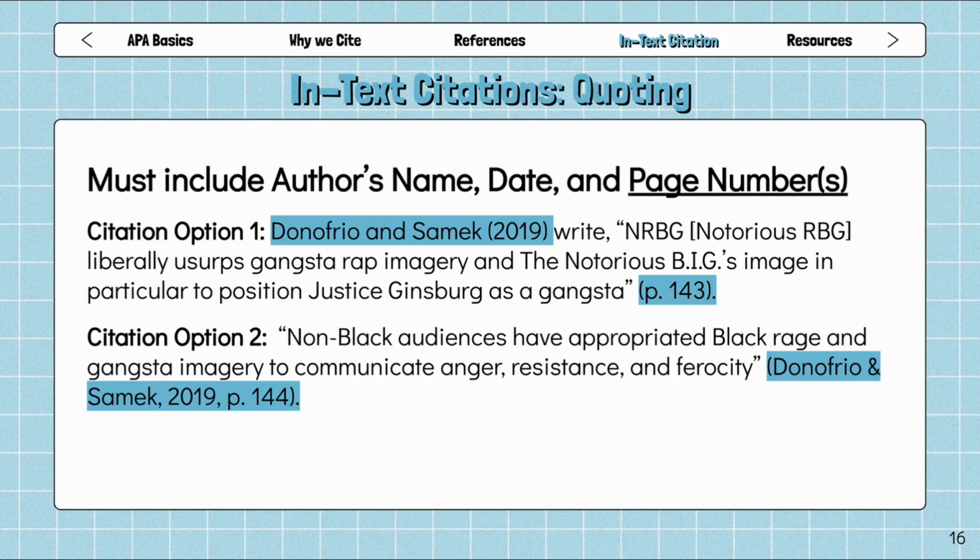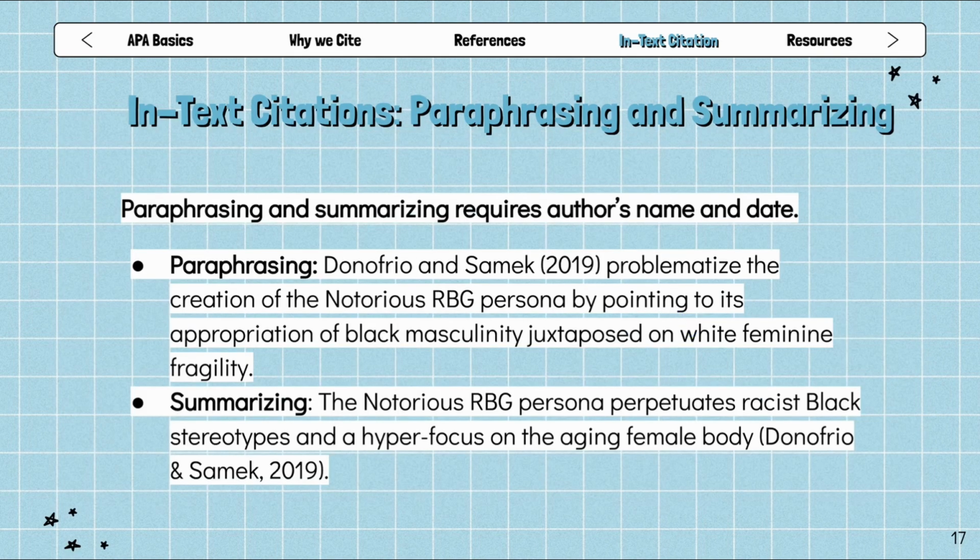You can do this in 2 different ways. First, you can include the name, date, and page all in parentheses at the end of the quote. Or you can embed the citation by providing the name and date before the quote and the page number in parentheses after the end of the quote. But when you're paraphrasing or summarizing, you only have to use the author's name and date. You can still utilize the 2 previous formats for those citations.